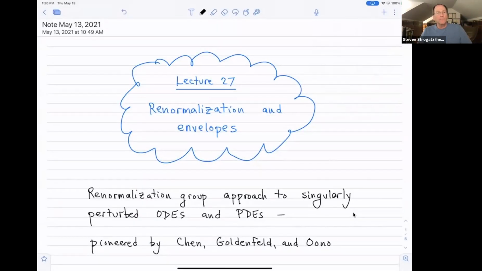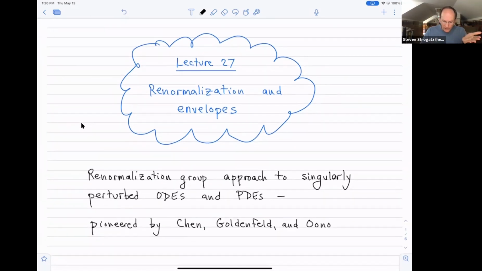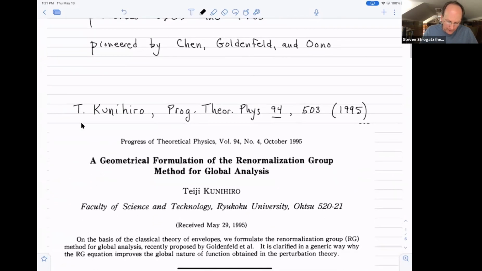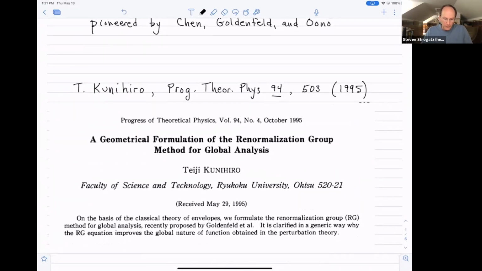All right, so the method I'd like to show treats renormalization by thinking about a classical idea in geometry called envelopes of families of curves. As I mentioned, the general idea of applying renormalization to differential equations comes from Chen, Goldenfeld, and Oono. But I'm going to focus on a paper by a Japanese researcher named Kunihiro. In particular, this paper, a geometrical formulation of the renormalization group method.